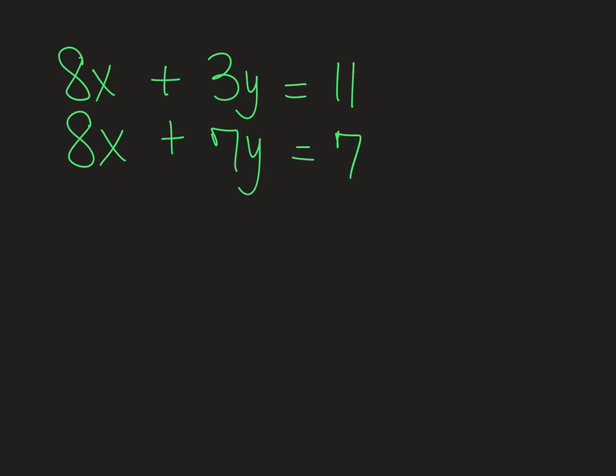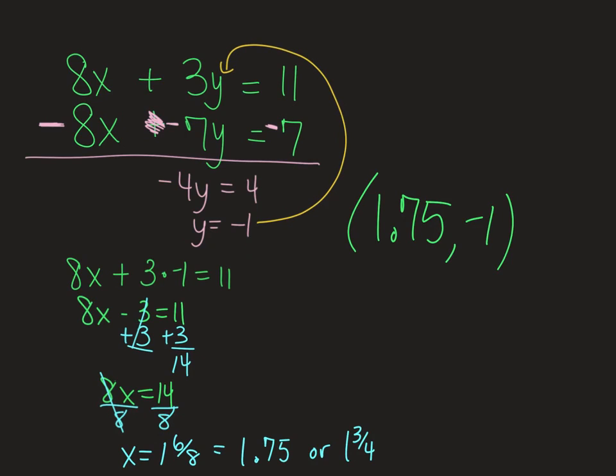Here is your last question. So I want you to go start to finish, find x, find y by eliminating. I'm going to give you a hint. X will be a mixed number or a decimal. Did you get 1.75 and negative 1? Look and see how I worked it out. And that's our last question.